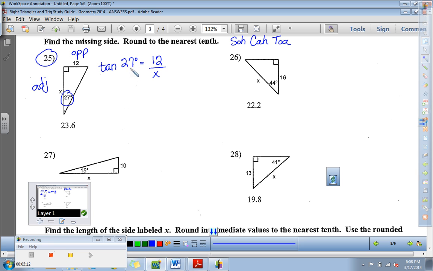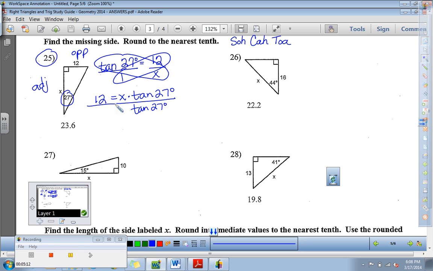We're not looking for the angle, so we're going to cross multiply. 1 times 12 is 12. x times the tangent of 27 degrees. We still don't have x by itself, so I divide both sides by the tangent of 27 degrees. Okay, and you plug this into your calculator. You say 12 divided by the tangent 27. You close the parentheses, it's equal, and you should get 23.6. It says round to the nearest tenth.